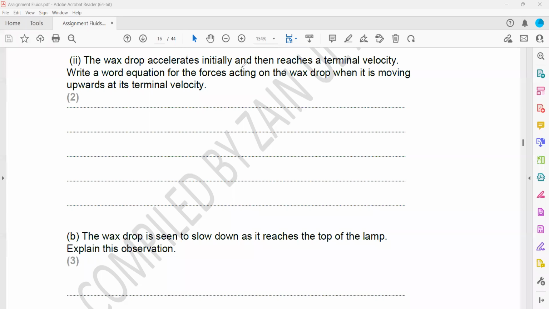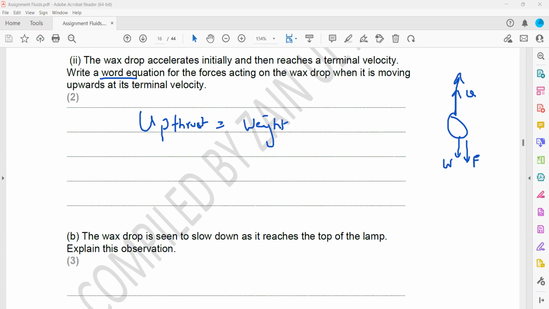Write a word equation for the forces acting on a wax drop when it is moving upward. When it is moving upward, the upthrust is upward, the weight is downward, and the drag force is also acting downward. You have to write a word equation, you cannot write just the symbols. So upthrust equals weight plus the viscous drag, or you can also say drag. One mark is for mentioning the names correctly. One mark is for writing the equation correctly.